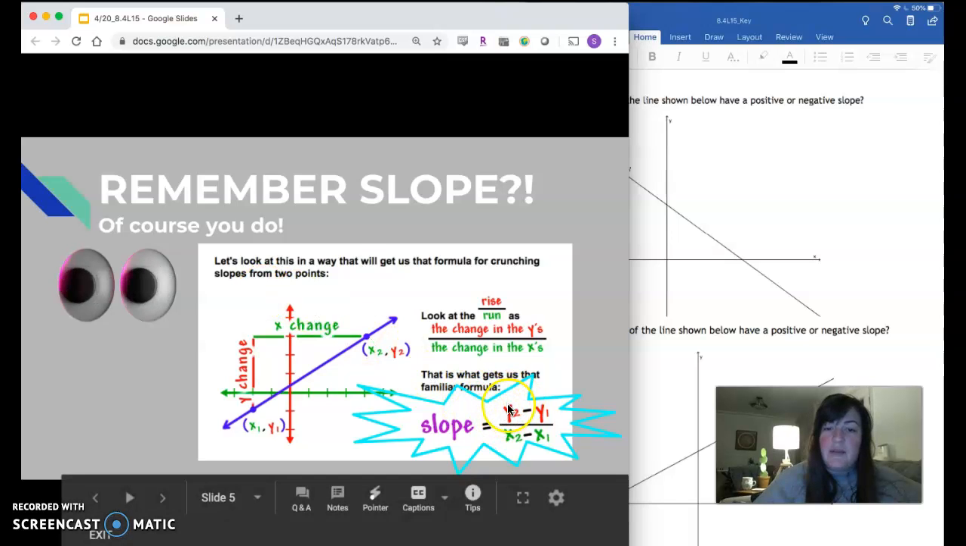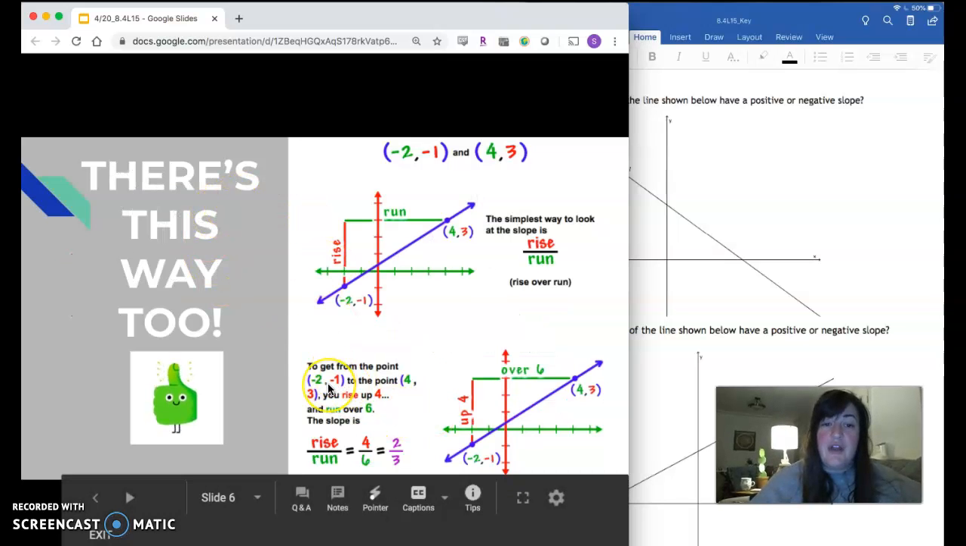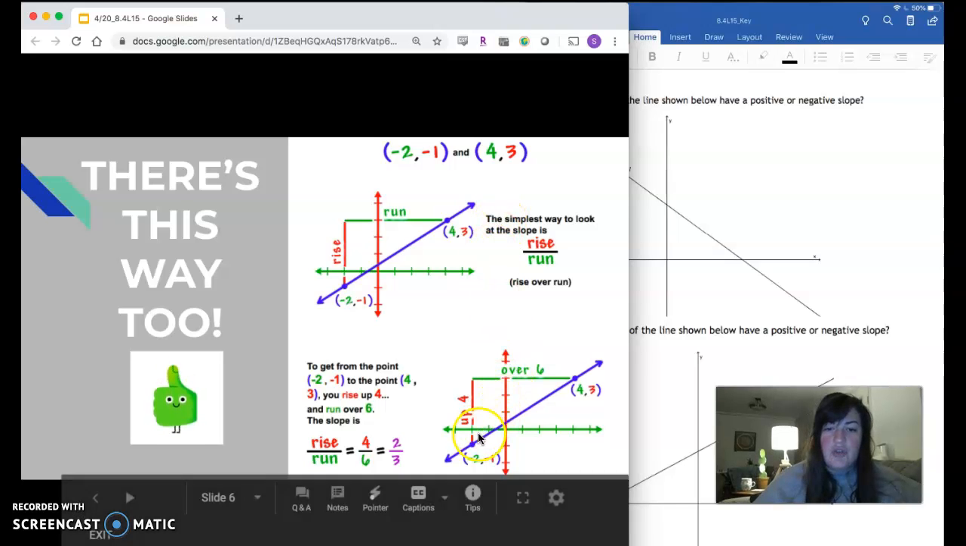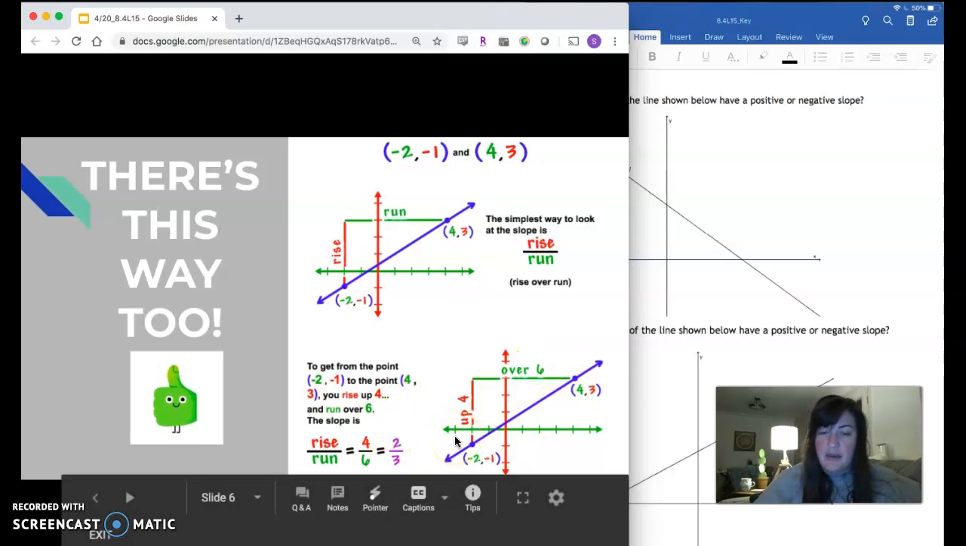All right, so I know you remember slope, but a quick recap. We know our formula is y2 minus y1 all over x2 minus x1 because we're finding the change in y over the change in x to give us the rate of change. Here's another way to do it. If you are given a graph, you can count how far up, which is your rise, and how far over, which is your run. Just make sure that you know if it is positive or negative depending on if the y is increasing or decreasing. So you can count it right on the graph, 4 up over 6, and that would get you the same slope as if you were to plug it into the equation.